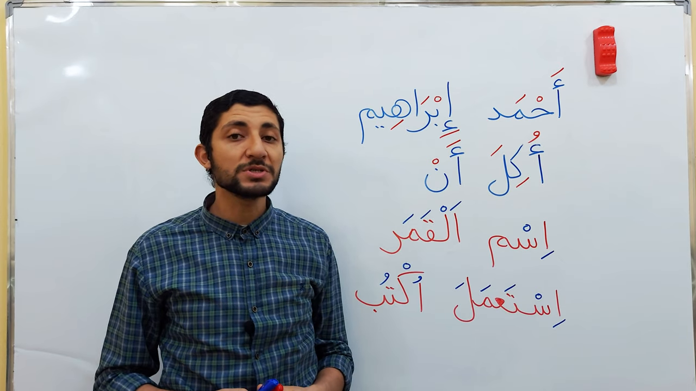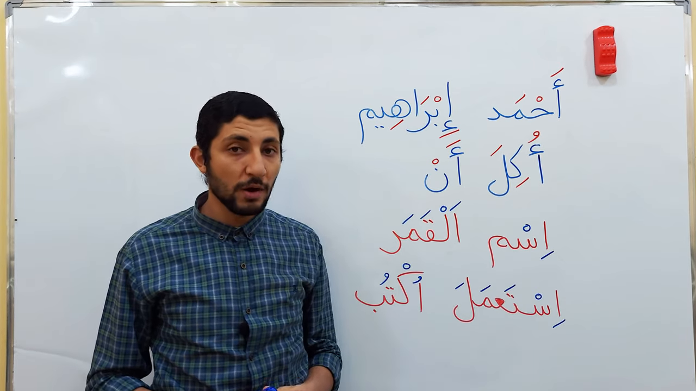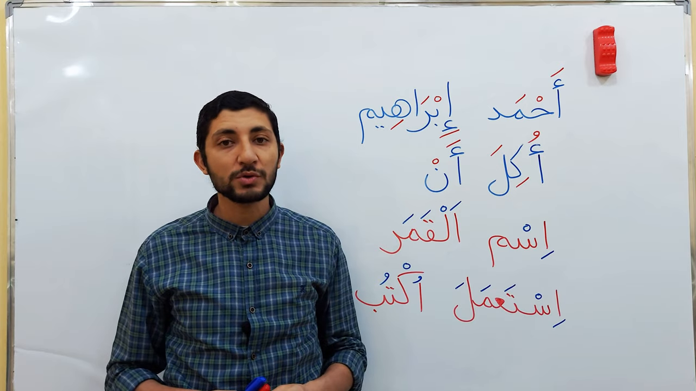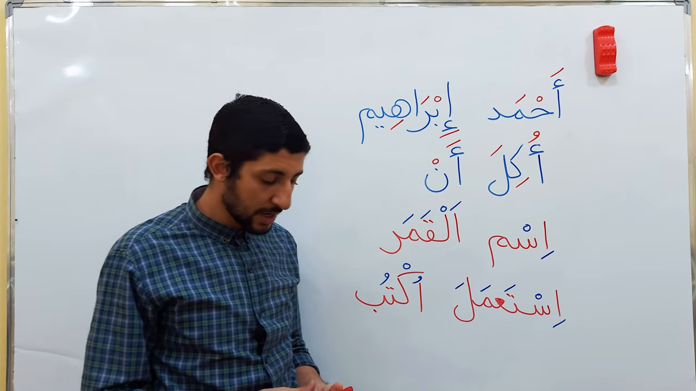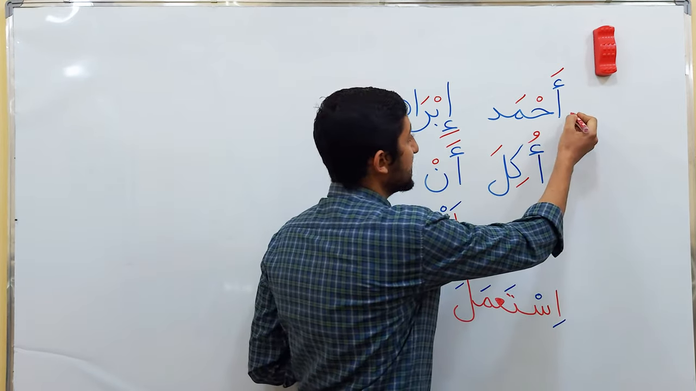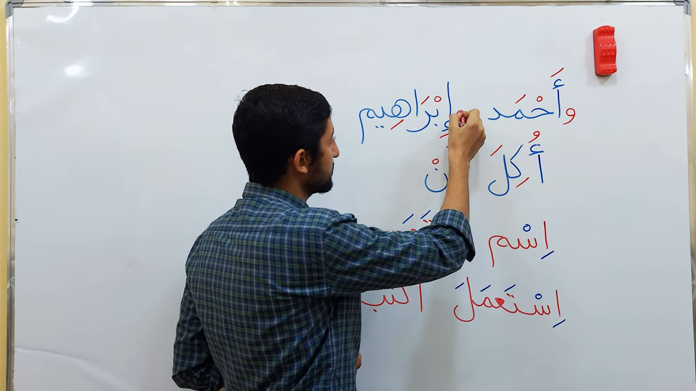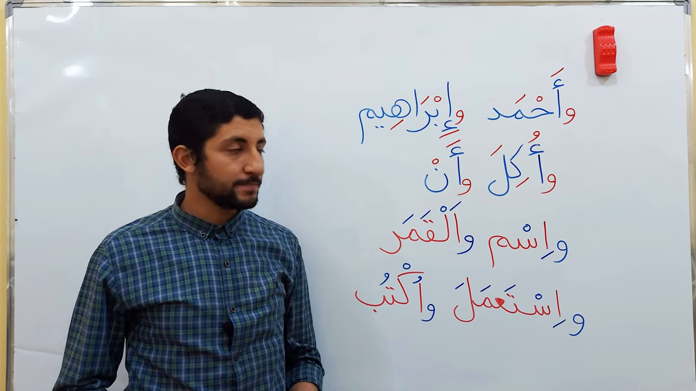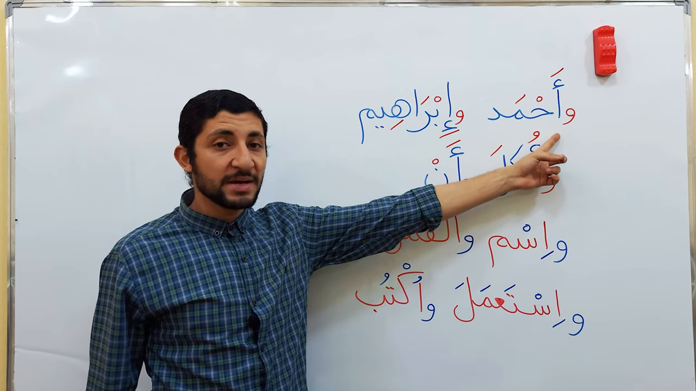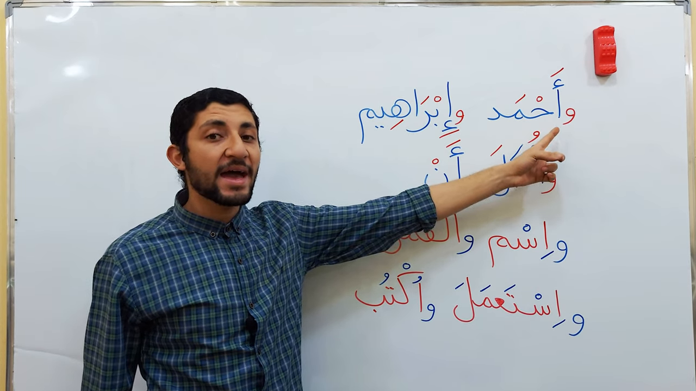Now, I want to start reading from before. So, I will add one conjunction before each word of those, which is wa, meaning and. Okay, let's add it. Now, let's read them again. Wa Ahmed.